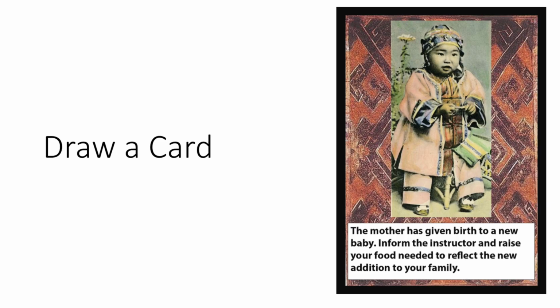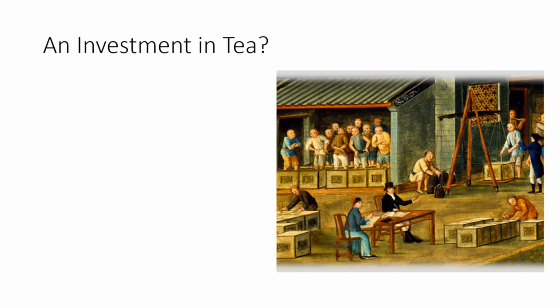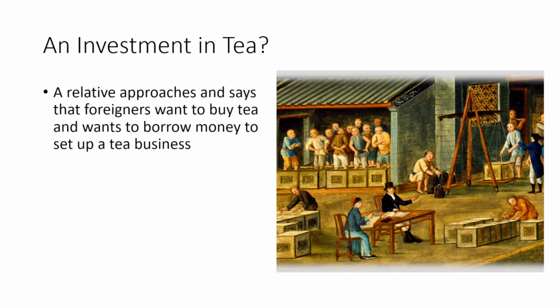So if you got that right, give yourself a reputation counter and place it in the reputation box. So you would now draw a card. And now it is time to make a choice. We have an event. A relative approaches and says that foreigners want to buy tea and want to borrow money to set up a tea business. Do you loan them money or not?